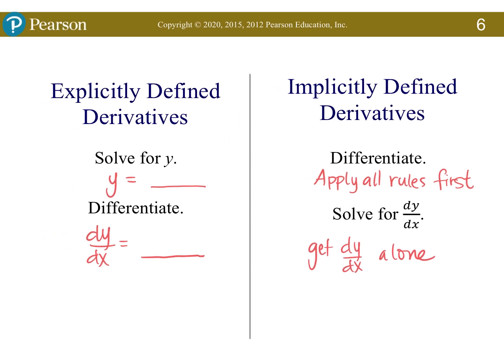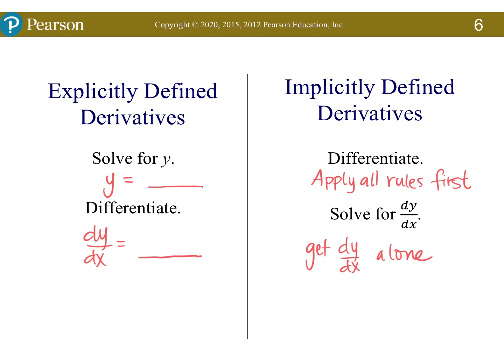Okay, so do you understand the difference? In an explicit, you start with y alone. In implicit, you don't need y alone. You do the derivatives first, but you finish with dy/dx alone. You can finish with the derivative. So let me show you how this works.